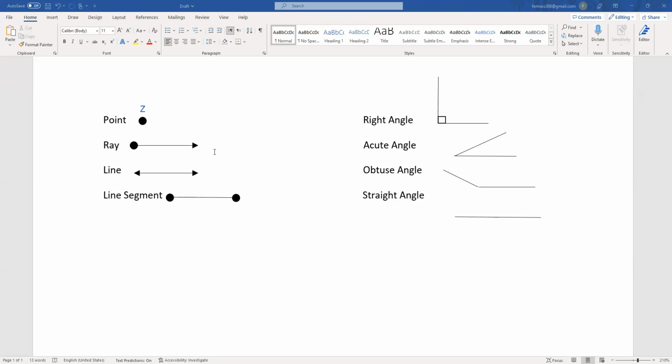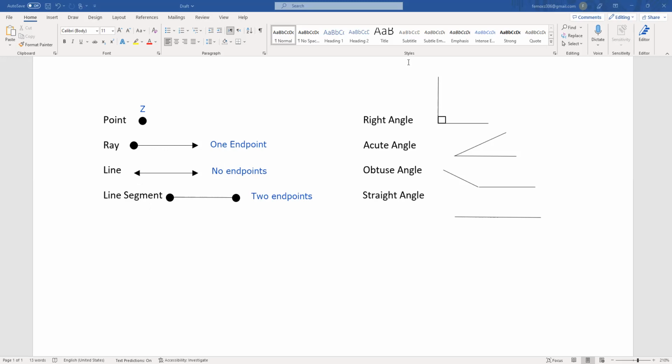Okay, now a ray has only one endpoint. This one here, we call it an endpoint. So a ray always looks like this and has only one endpoint. Now a line, as you can see here, has no endpoints. A line has just arrows. Now a line segment has two endpoints. So a point is just a point. A ray looks like this, with only one endpoint. A line has no endpoints. A line segment has two endpoints. This is how they look.